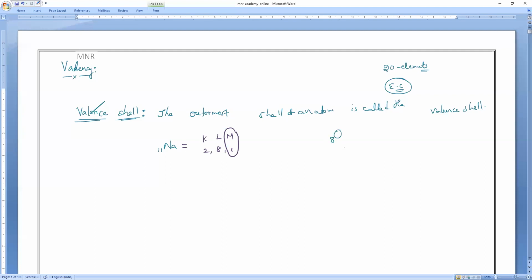Same way, if I take oxygen, what is the atomic number of oxygen? Yeah, I told you to learn at least 20 elements first. It is 8, so the electronic configuration is 2, 6. So what is the valence shell? L shell. Am I right? So you should remember the valence shell before going to the valency. Next, valence electrons, not valency. From the valence electrons only we'll find the valency.